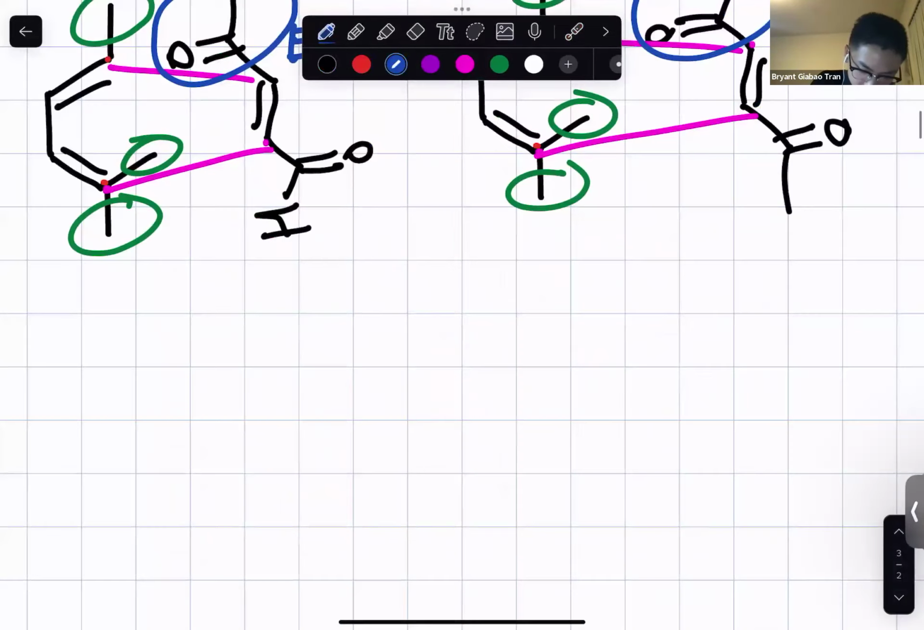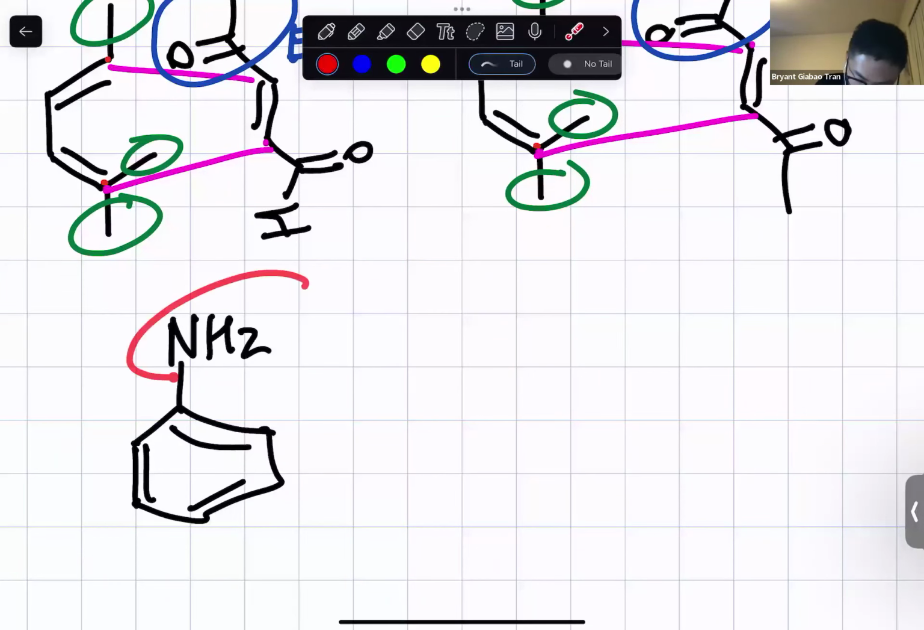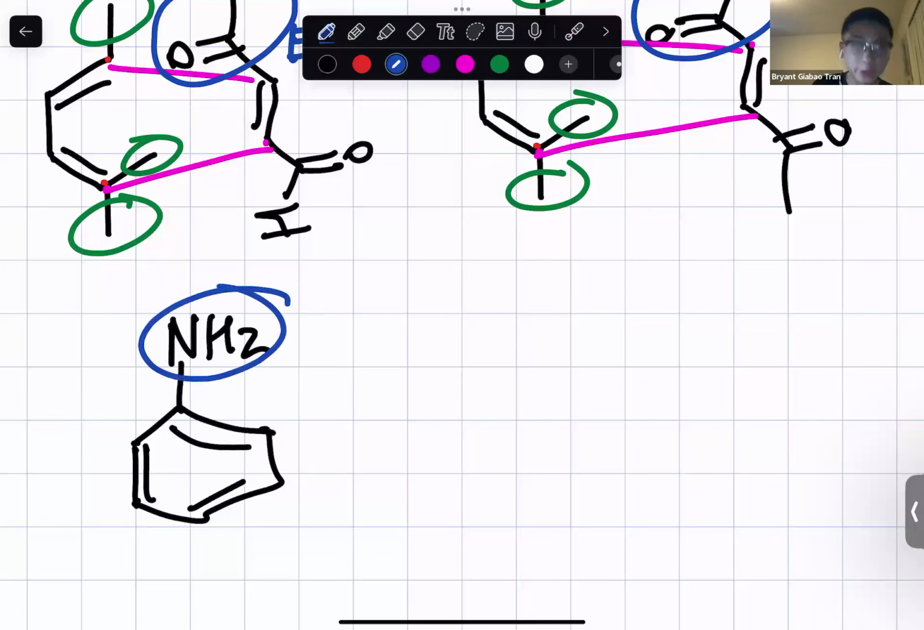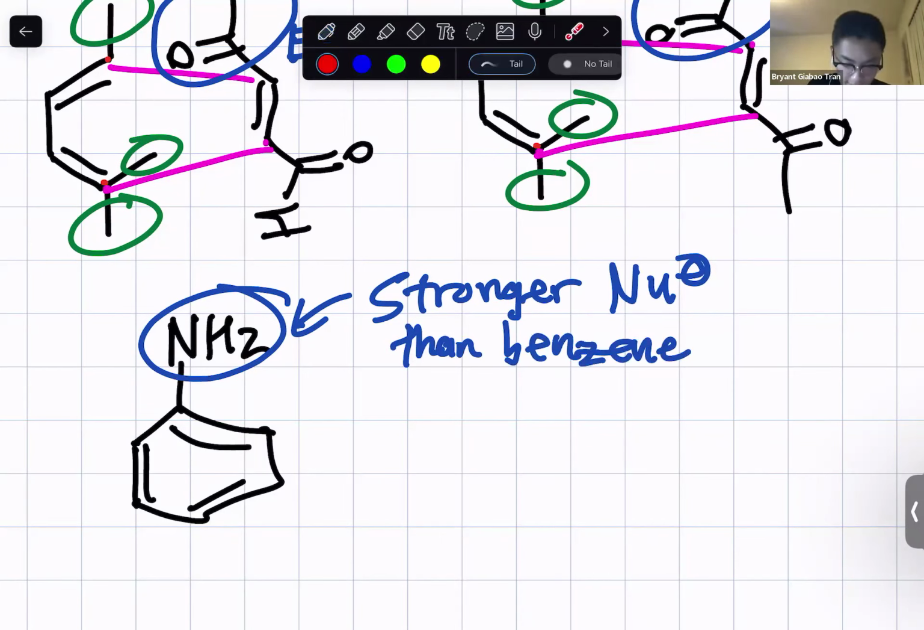So for anilines, which is this benzene ring with an NH2 right there, that will react with the Friedel-Crafts reagent instead of the benzene ring, because this NH2 here is a stronger nucleophile than the benzene ring itself. So the acyl group from, let's say, Friedel-Crafts acylation would not be attached to the benzene ring. The benzene ring will not attack the acyl group. The nitrogen will attack the acyl group instead.